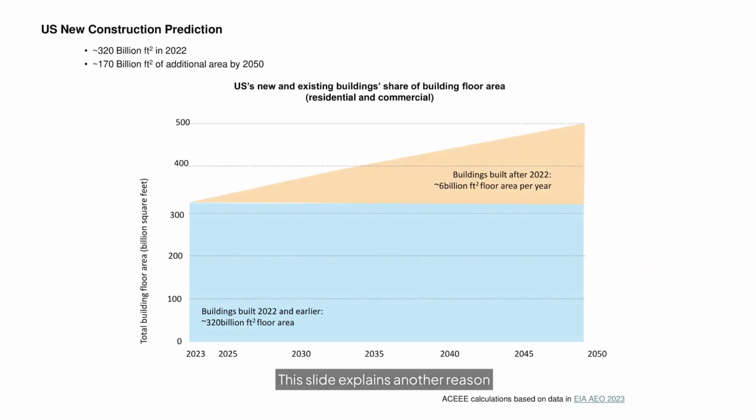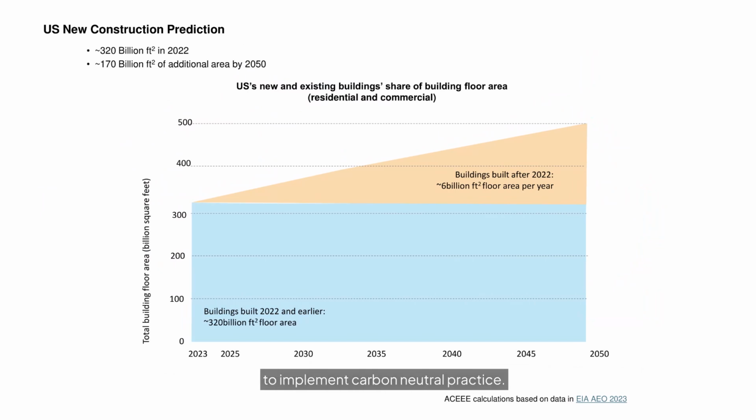This slide explains another reason why we need to push further to implement carbon-neutral practice. We looked at IEA's roadmap to meet carbon neutrality in the building, manufacturing, transportation, and energy sectors. In that roadmap, by 2030, all new buildings must be zero carbon ready, and more than 85% of both new and existing buildings must achieve zero carbon status.